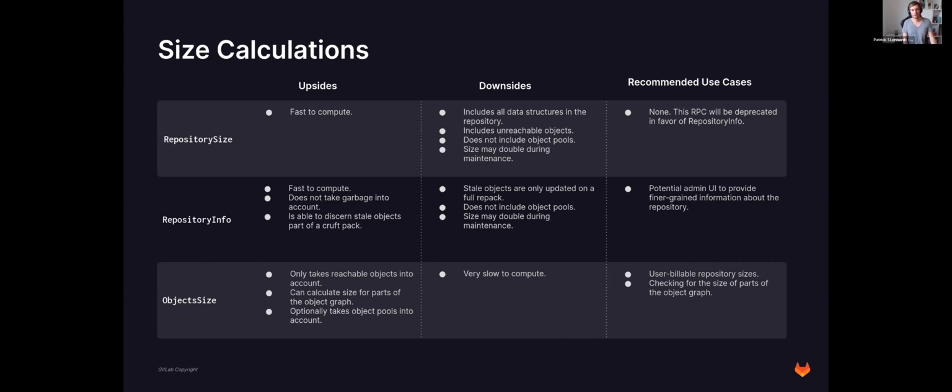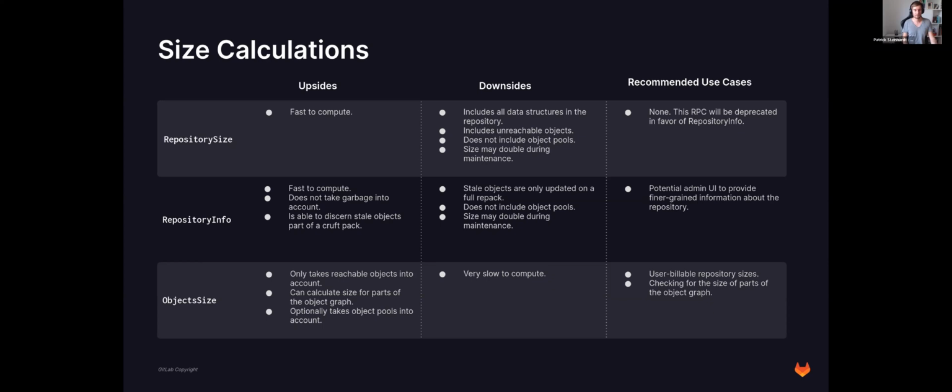And then finally, object size. It has the upside that it's really very flexible, so it can only take reachable objects into account, like really reachable from a set of references. It can calculate the repository size for parts of the object graph. And it optionally also takes object pools into account if we want that. But again, it comes at the cost of being very slow to compute.